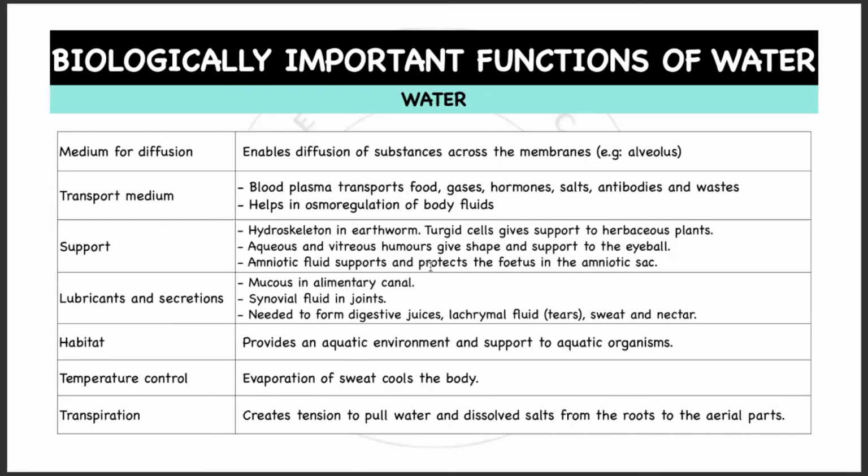It also acts as a habitat because it provides an aquatic environment and support to the aquatic organisms, because yeah, we also have animals living in the sea, rivers. It also acts as a temperature control, so the evaporation of water, the evaporation of sweat will actually be able to cool off the body. And lastly is the transpiration. So transpiration, it creates tension to pull water and dissolved salts from the roots to the aerial parts. Now aerial parts are actually the leaves.